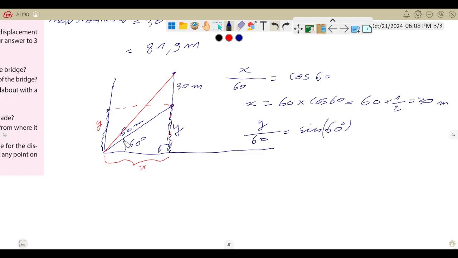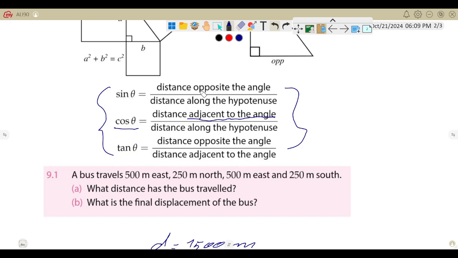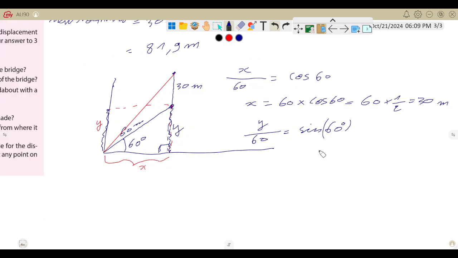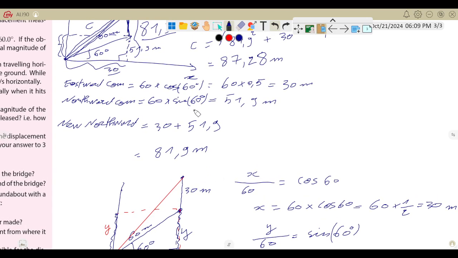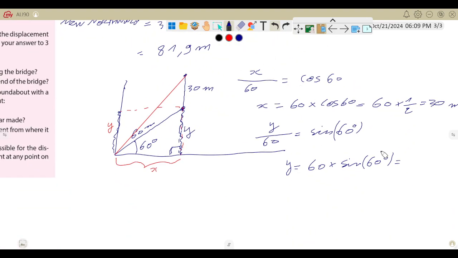Yes. Let's move back to what is given. Distance opposite the angle, not adjacent, divided by the hypotenuse gives the sine. That's what I have done exactly here. That means if I want to calculate my y, I multiply both sides by 60, giving 60 times the sine of 60 degrees. As I see it here, without typing again in the calculator, it will be 51.9 meters. So this y is measuring 51.9 meters, and this x is measuring 30 meters.